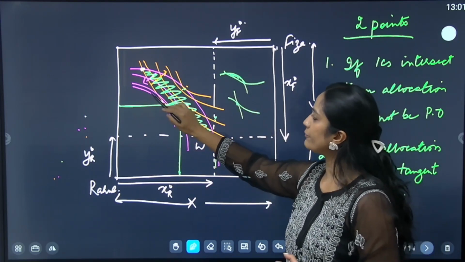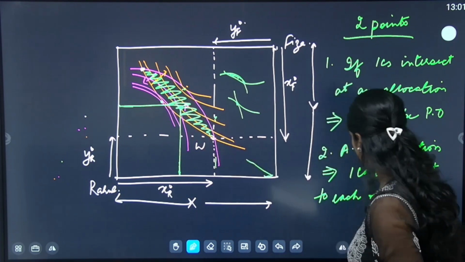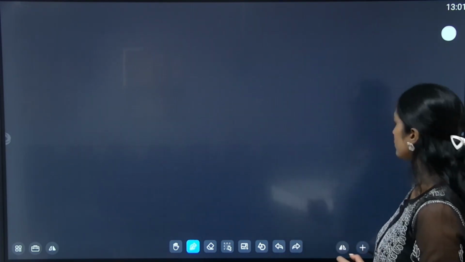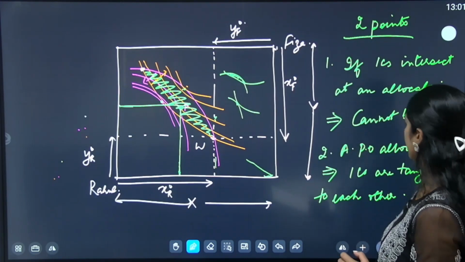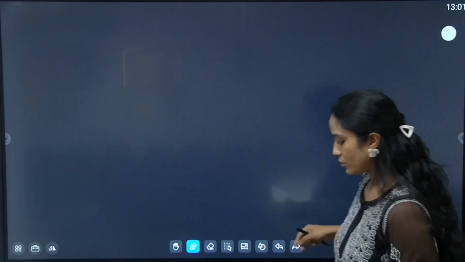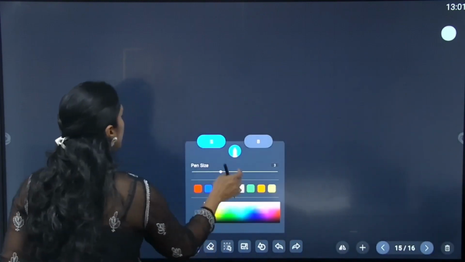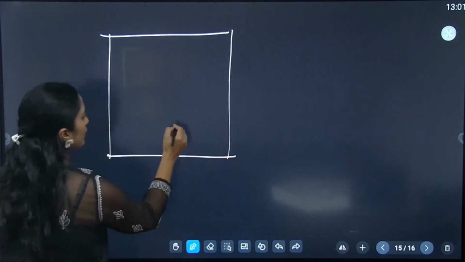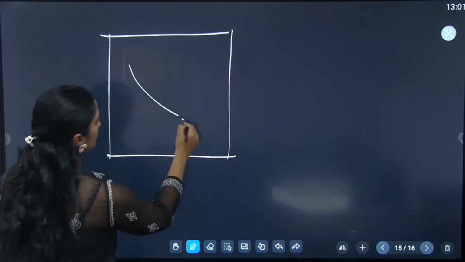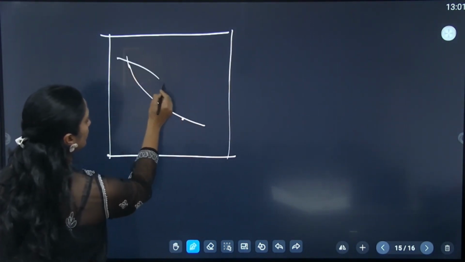We know that, let's draw it here. If this is your Edgeworth box and this is your initial endowment, and these are the ICs initially, okay?